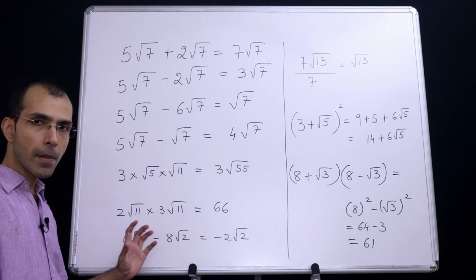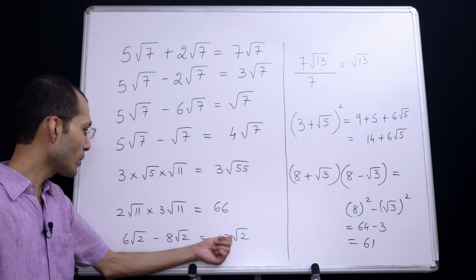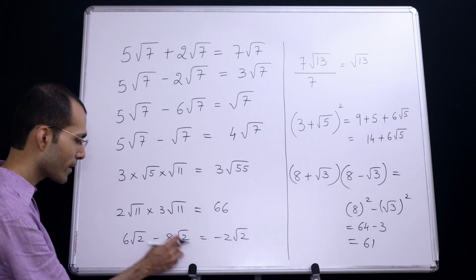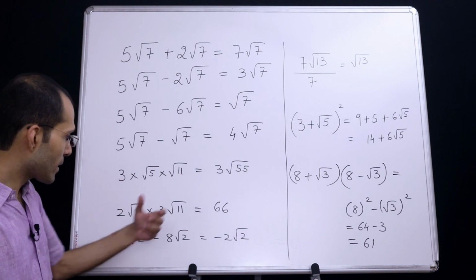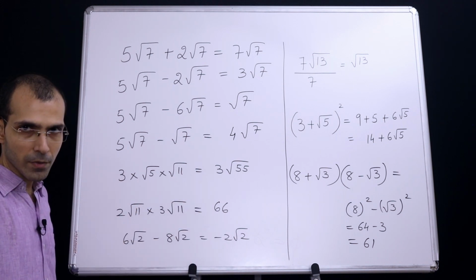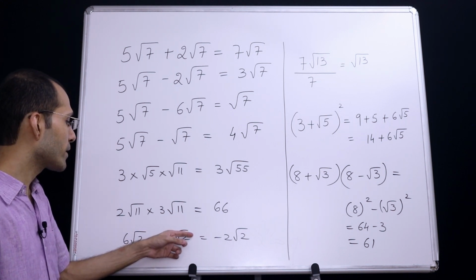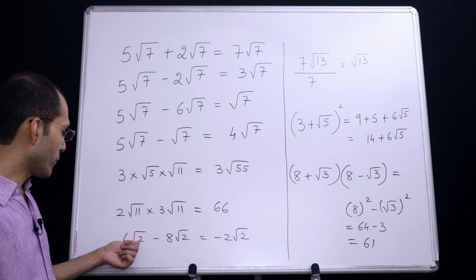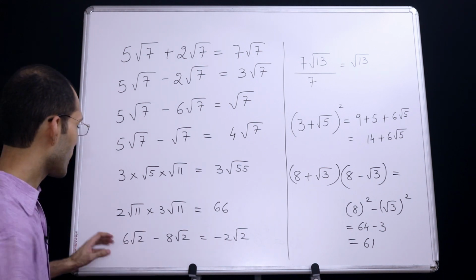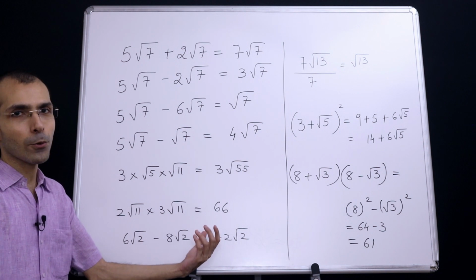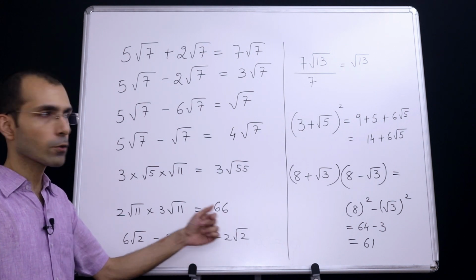6 root 2 minus 8 root 2. 6 minus 8 is minus 2. So it is minus 2 root 2. But if this was root 3, then we would not have been able to subtract because the radicals are not the same. However, still there is a way out. You can put the value of root 2, roughly 1.414. You could have put the value of root 3 as 1.732 multiplied by 8, then 1.414 multiplied by 6. See what the approximate answers are and then subtract. So that way you can do. But in the radical form, you wouldn't be able to proceed ahead. Anyways, this was 6 root 2 minus 8 root 2, that is minus 2 root 2.